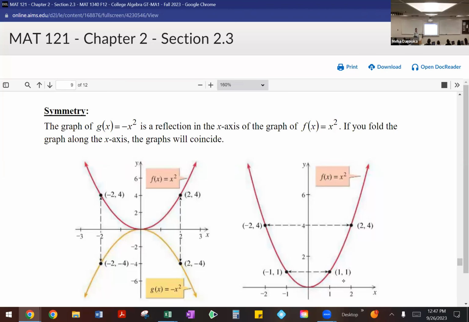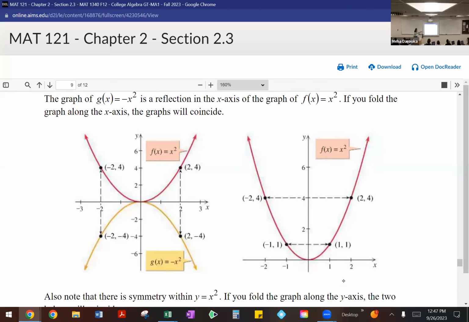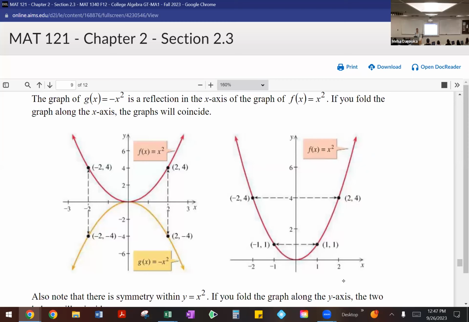So basically the idea is if we were to fold the graph along the x-axis, you can see those points 2 and 4, 2 and negative 4, or the point -2, -4, and -2, +4 would basically end up coinciding, right? We can also talk about this distance here between the x-axis and the point on the upper graph and the x-axis and the point on the lower graph. These will be the same distances also. But at the same time, this is technically not symmetry. This is reflection. When we talk about symmetry, we're actually talking about the right-hand side.